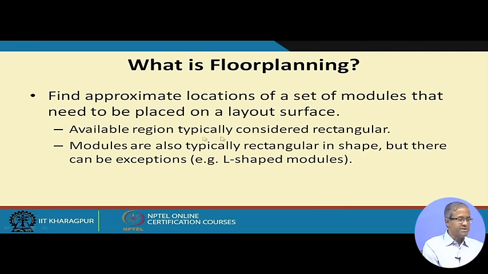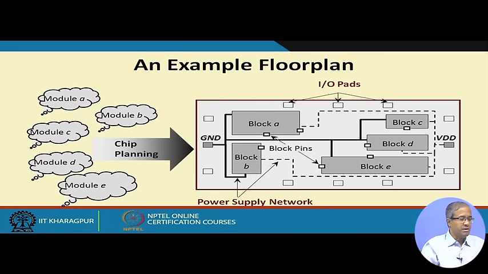Now, some assumptions are typically made. The available region, for example the silicon floor, is considered rectangular in shape. The modules that you are trying to place are also typically considered to be rectangular, but sometimes you can have other module shapes like L shaped modules. We shall see these later. Okay, let us look at a diagram which will apprise you of the overall scope of the problem that we are talking about.